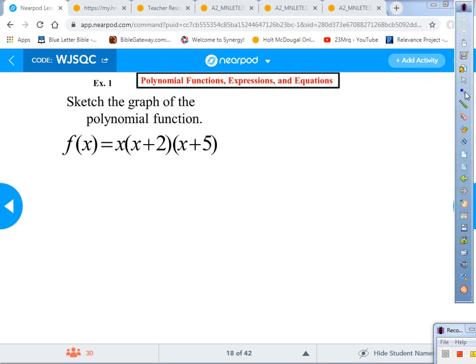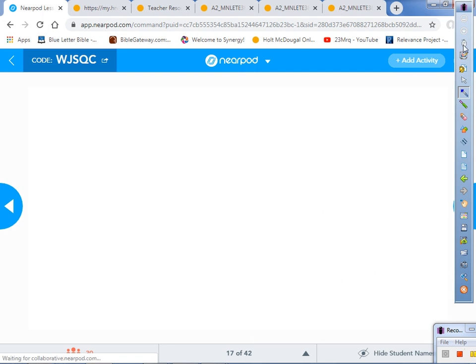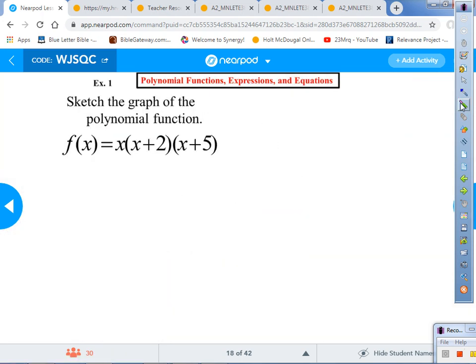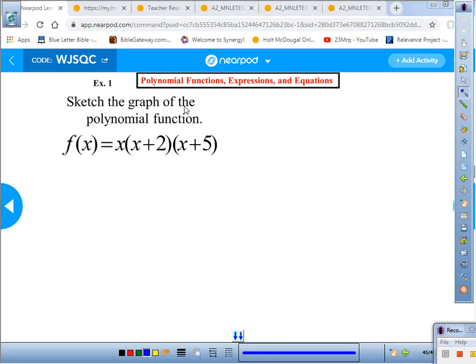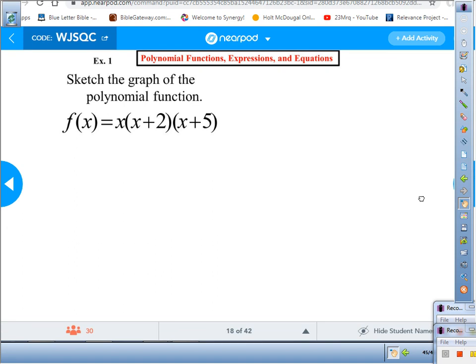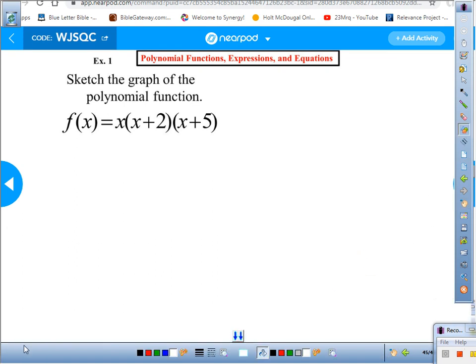So, it says, sketch the graph of the polynomial function, f of x equals x times x plus 2 times x plus 5. Okay, writing utensils down, look up to the screen. Here it goes. So, one thing that you guys should notice on this one, this equation's already factored.